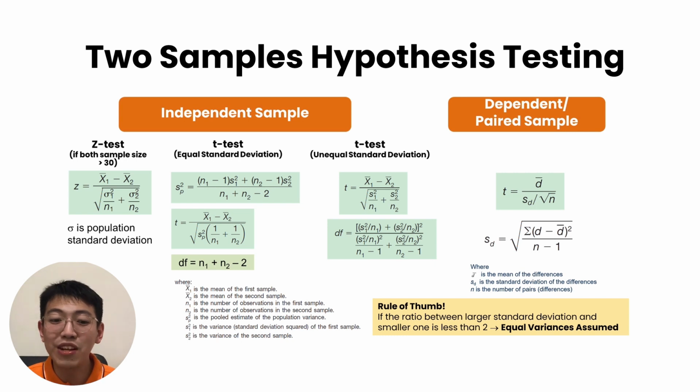You can also see the formula of the T calculation for T-test with equal standard deviation or variance, and also the T calculation for unequal standard deviation or variance. One thing you need to pay attention to is the degree of freedom. Degree of freedom of T-test with equal variance or standard deviation is N1 plus N2 minus 2. N1 is the number of samples of the first data, N2 is the number of samples of the second data. While for unequal variance or unequal standard deviation, the formula of df is provided.